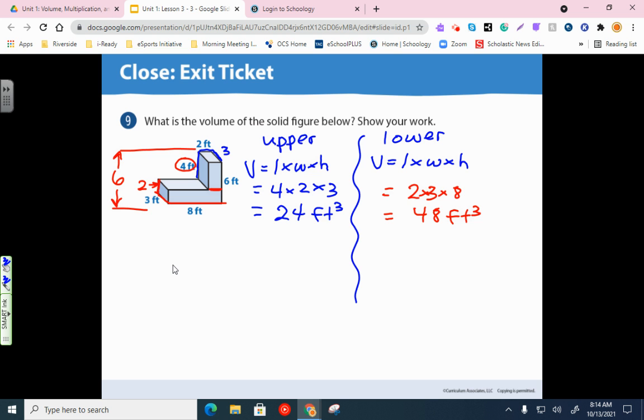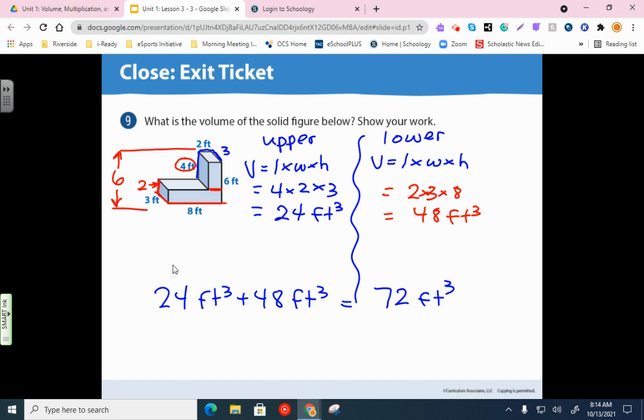And again, the last step is combining 24 cubic feet plus 48 cubic feet gives me a grand total of 72 cubic feet. So that's it for our question here.